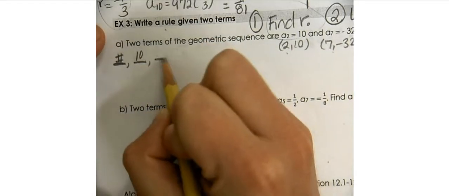Our third term is going to be some number. Our fourth term is going to be some number. Our fifth term is going to be some number. Our sixth term is going to be some number. And our 7th term is negative 320.